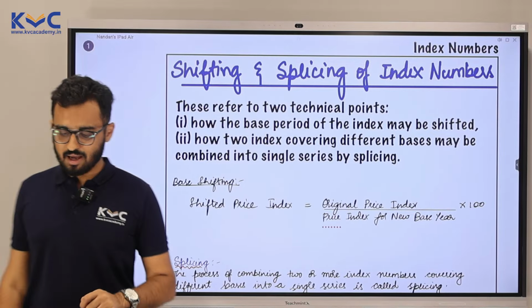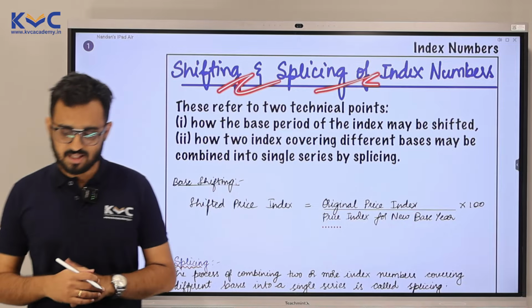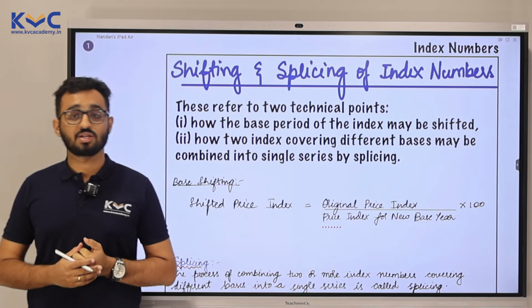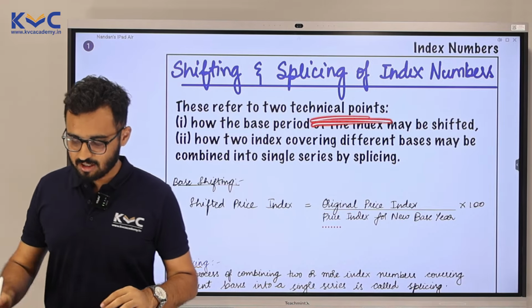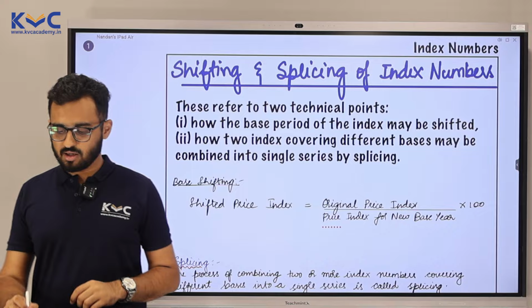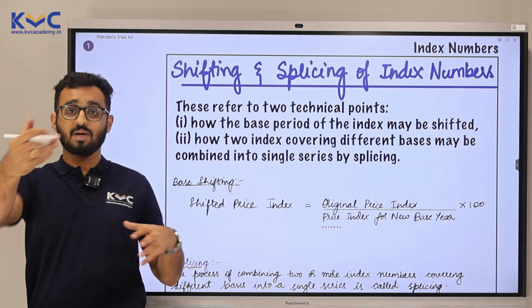Okay, next we have another interesting concept, that is shifting and splicing of index numbers. Shifting and splicing of index numbers. These refer to two technical points: how the base period of index may be shifted. So when I say shifting, we shift the base period.